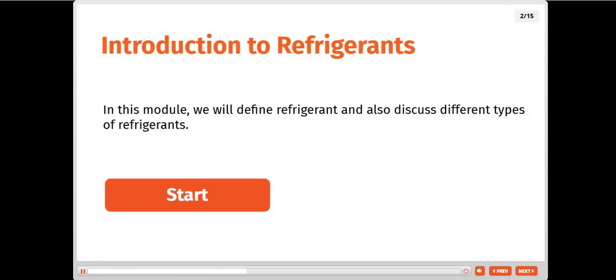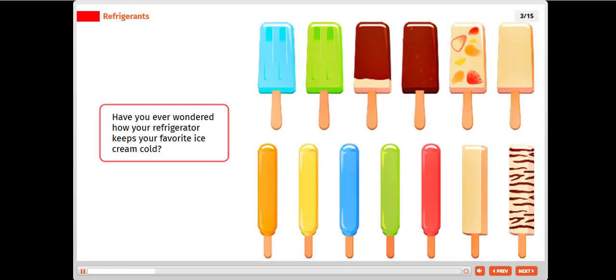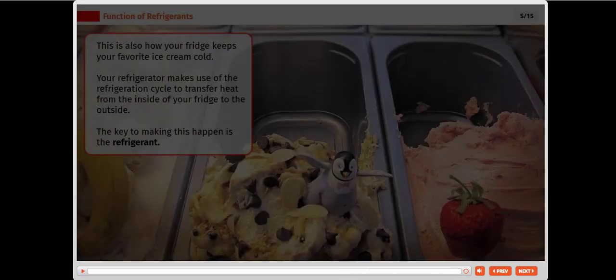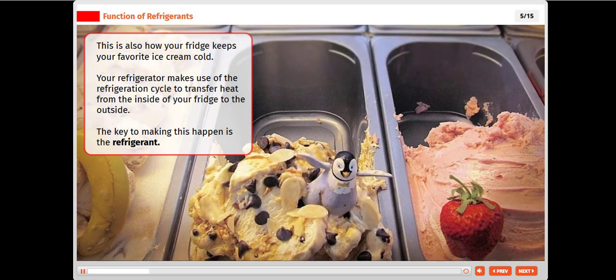In this module, we will define refrigerant and also discuss different types of refrigerants. Have you ever wondered how your refrigerator keeps your favorite ice cream cold? In the refrigeration cycle module, we discussed how refrigerant absorbs heat from hot indoor air and transfers it outdoors. This is how air conditioning units provide cooling. This is also how your fridge keeps your favorite ice cream cold. Your refrigerator makes use of the refrigeration cycle to transfer heat from the inside of your fridge to the outside. The key to making this happen is the refrigerant.